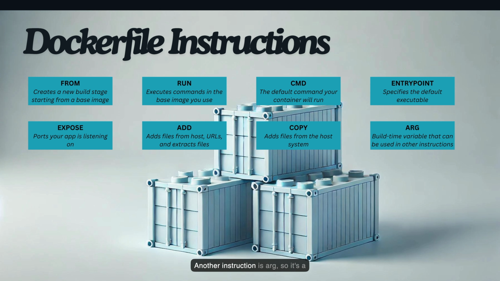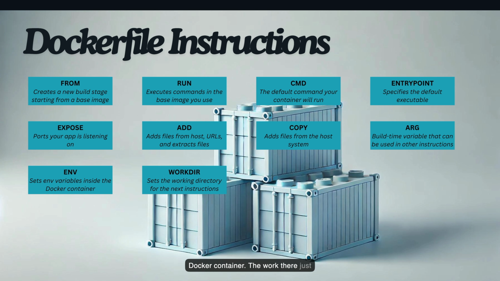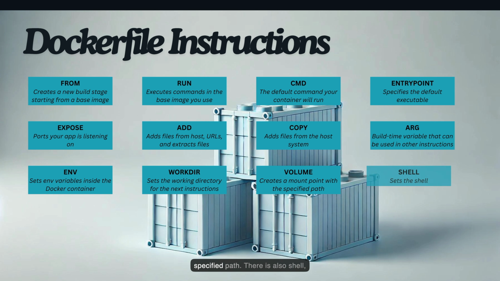Another instruction is ARG, a build time variable that can be used in other instructions. ENV sets environment variables inside the Docker container. The WORKDIR just sets the working directory for the next instructions. There is also VOLUME, which creates a mount point with the specified path. There is also SHELL, which sets the shell. It can be bash, it can be sh, it can be zsh, whatever you want.